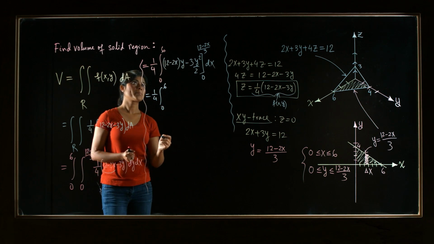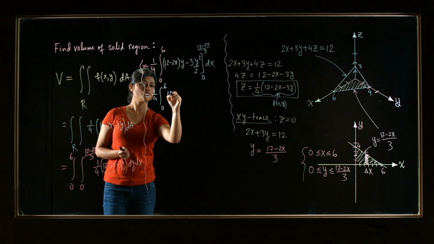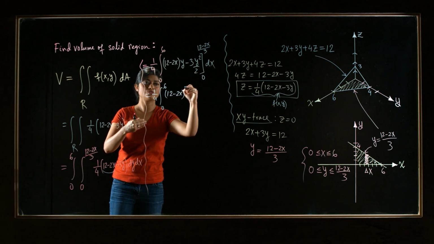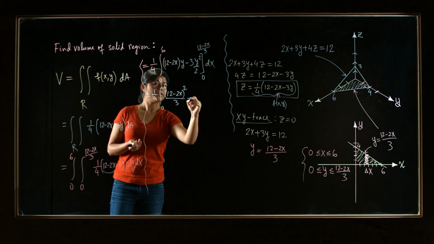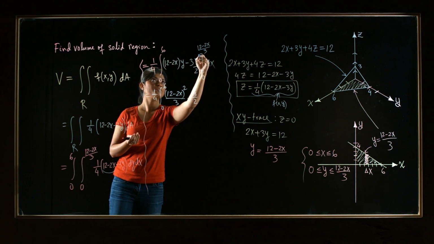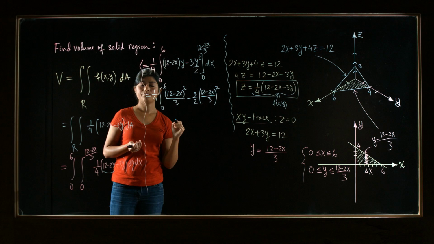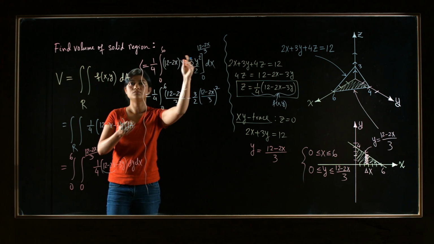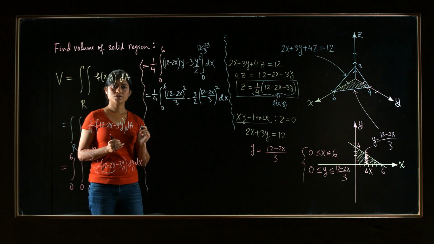Let's see. Plug in the upper limit for y, right? So we get (12 minus 2x) times (12 minus 2x) over 3, so we get a square, divided by 3. And next we have 3/2 times, again, y squared, so this entire ((12 minus 2x) over 3) squared. And then when you plug in 0, notice that both terms have y, so that will just give us 0, which is nothing. So this is our single integral.